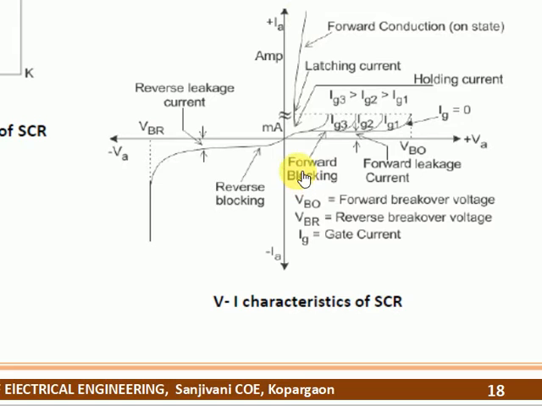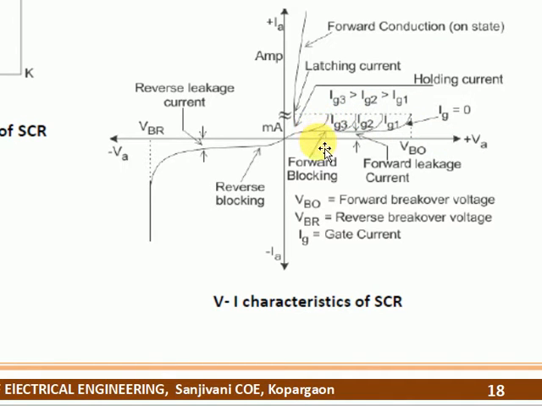You have seen the characteristics diagram. From the origin up to this point, what will happen? It is called VBO, which means forward breakover voltage. During the forward breakover voltage, is the SCR conducting? No. From 0 to the forward breakover voltage, whether the gate current is 0.1, 0.2, 0.3, or 0.4, is the SCR conducting? No. So it is called forward breakover voltage.